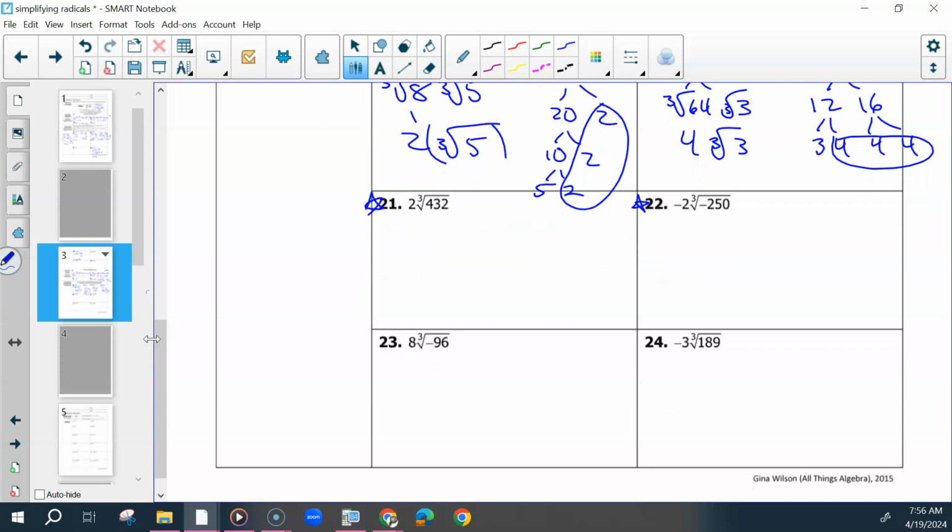Let's do 22. Perfect cubes or breaking it down? Okay. And if you want to do breaking it down, that's fine. Find a perfect cube that would go, actually first, let's take out the negative. And then find a perfect cube that would go into 250. 125 and 2. Multiply these on the outside, leave this on the inside, simplify this, and multiply that out.